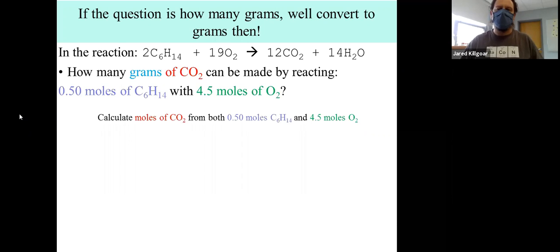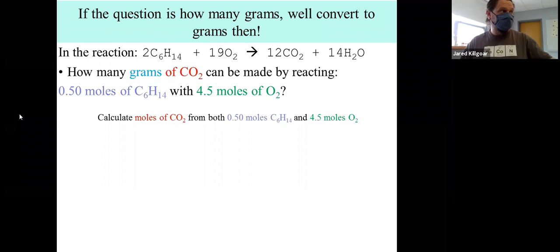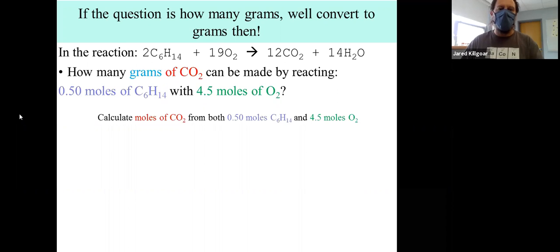So this question, we're asking how many grams of CO2 will be made by reacting 0.50 moles of C6H14 with 4.5 moles of O2. Now, this is very similar to the last problem that we went over. But the last problem was talking about moles of CO2. It's almost the exact same process, but with one extra step here.